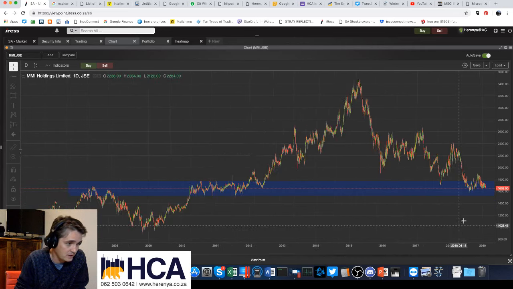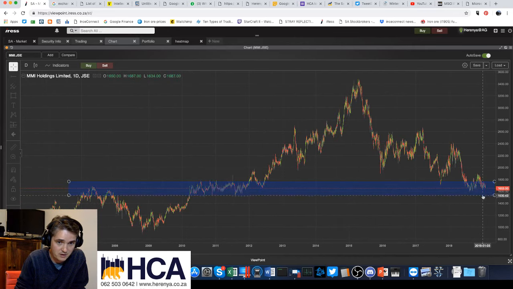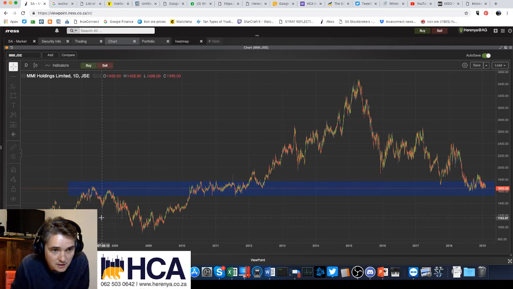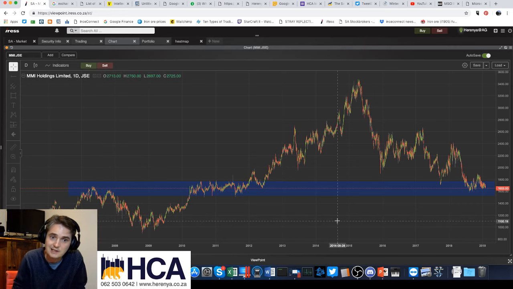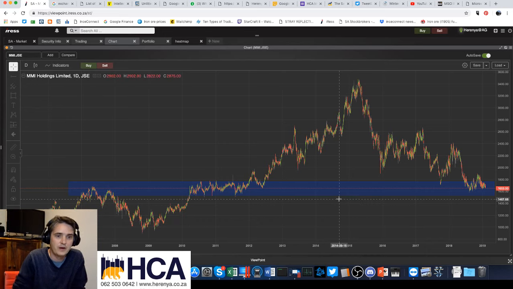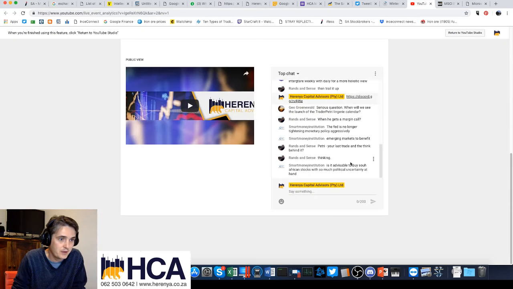Although breaking out of this at the bottom end would be somewhat bearish if you ask me. I think that maybe we then go down and test these lows here, which isn't that much. I mean, it's only 60% down, or thereabouts. So yeah, more like 40% actually. Okay, cool. Is it advisable to buy South African stocks with so much political uncertainty at hand?